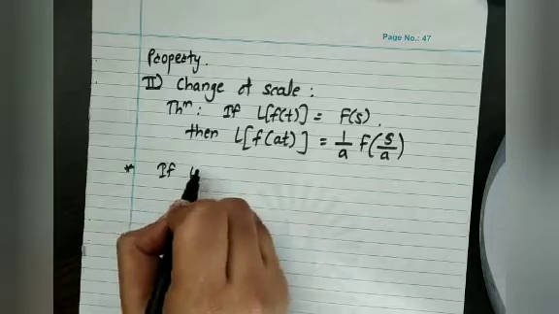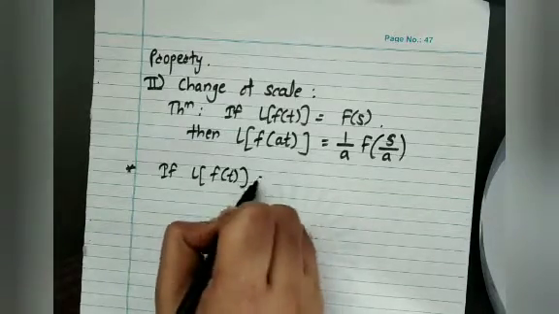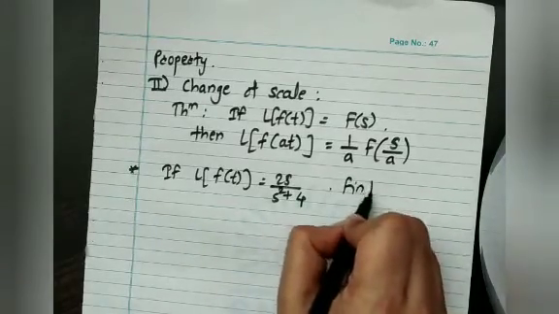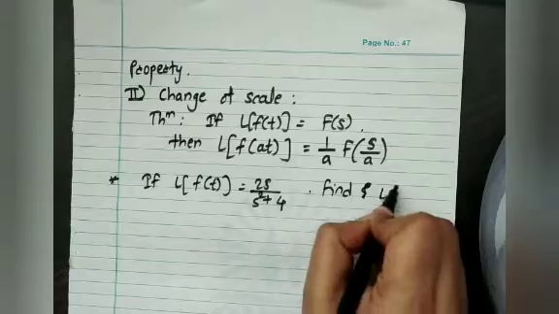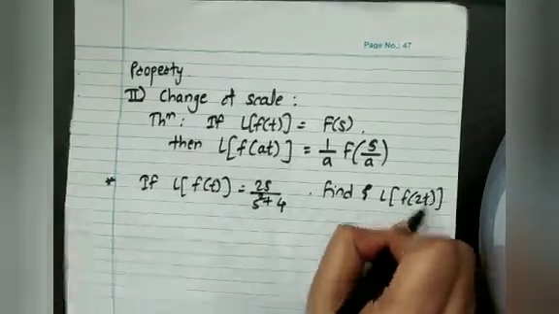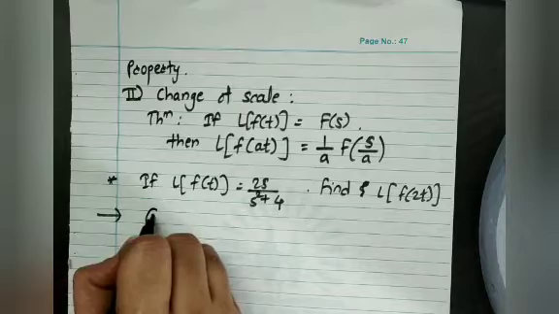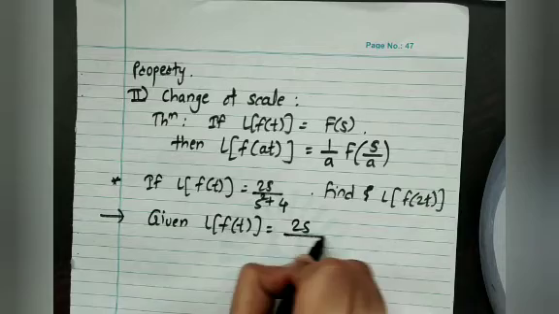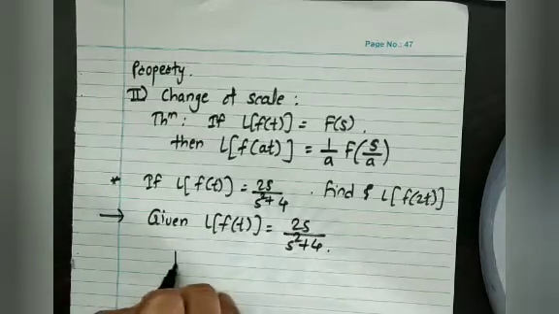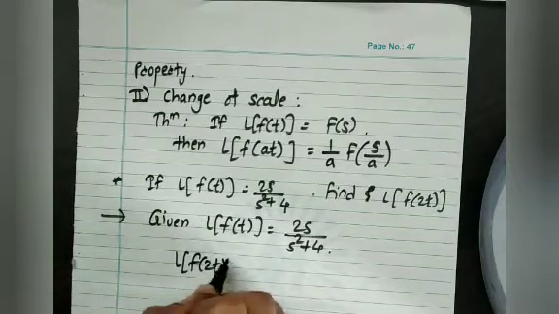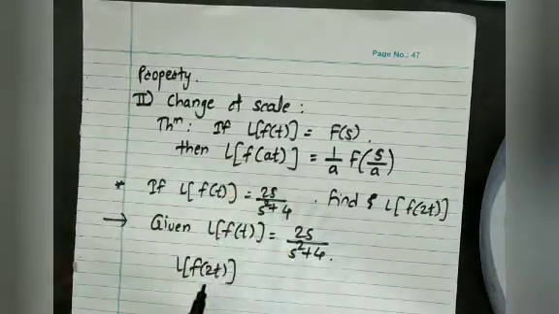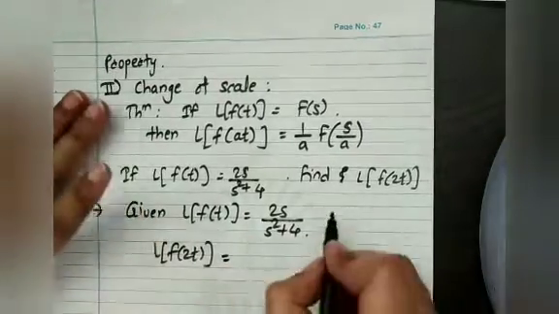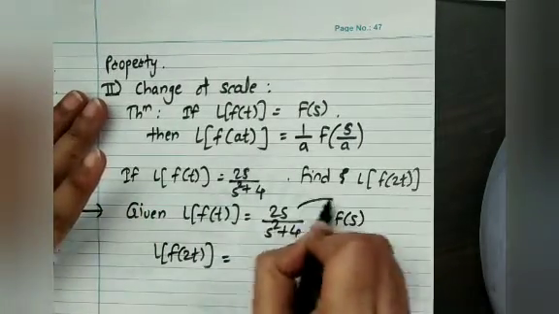If Laplace of f of t is 2s upon s square plus 4, find Laplace of f of 2t. Given Laplace of f of t is 2s upon s square plus 4 and we have to find Laplace of f of 2t. So by change of scale t is replaced by 2t, so we will write, given Laplace of f of t is this, that is nothing but F of s. This is your F of s.